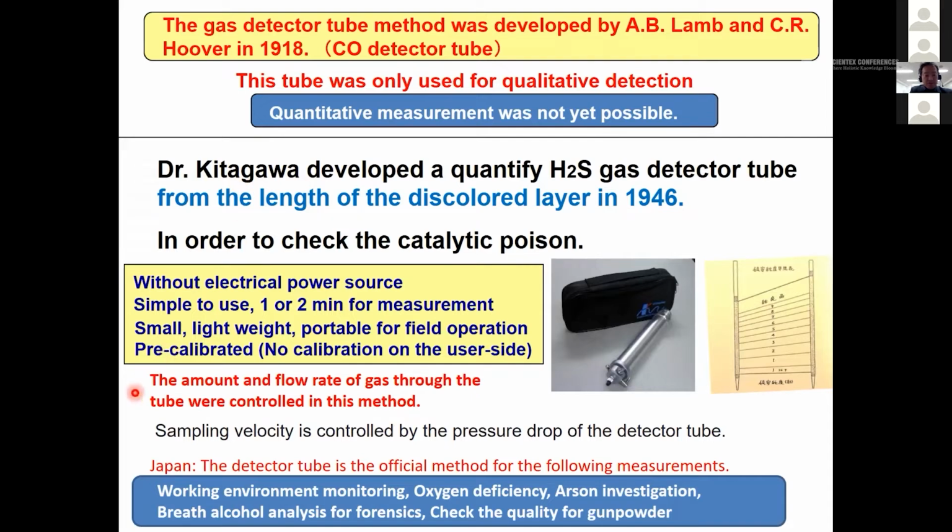He controlled the amount and flow rate of gas in the tubes. This method is very good. It needs no electrical power source, is simple to use, takes 1 or 2 minutes for measurement, and is small, lightweight, portable for field operations, and pre-calibrated. It means no calibration on the user side. In Japan, the detector tube is used as the official method for various fields, such as working environment monitoring.